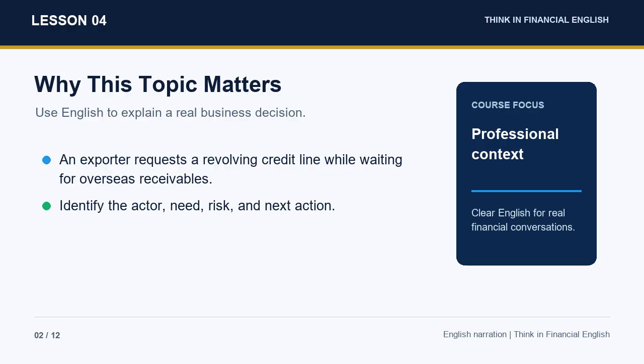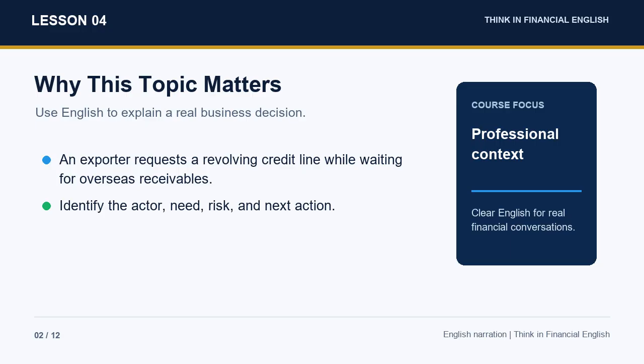Let's begin with the professional context. This lesson focuses on the 5 Cs of credit, credit risk, repayment capacity, and the structure of a credit memo. In a real financial workplace, people rarely ask for isolated definitions. They ask what changed, why it matters, who is affected, and what action should follow. That is why we will connect each term to a decision.